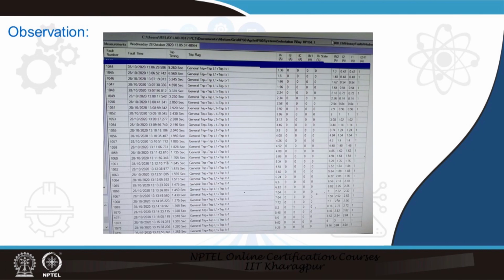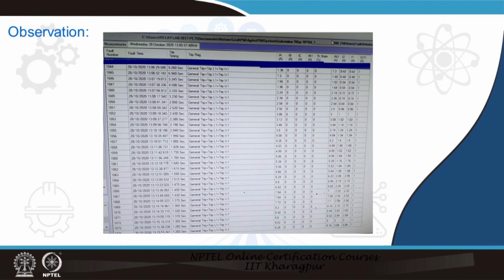This recording gives us the corresponding trip time of 9.260 seconds, and the phase A current, IA, happens to be 1.36, and the corresponding negative sequence current happens to be 0.42, almost 1/3. You see here the 1/3 of that, because it is a phase A to ground fault, and we consider that the positive sequence current becomes the same as the negative sequence current.